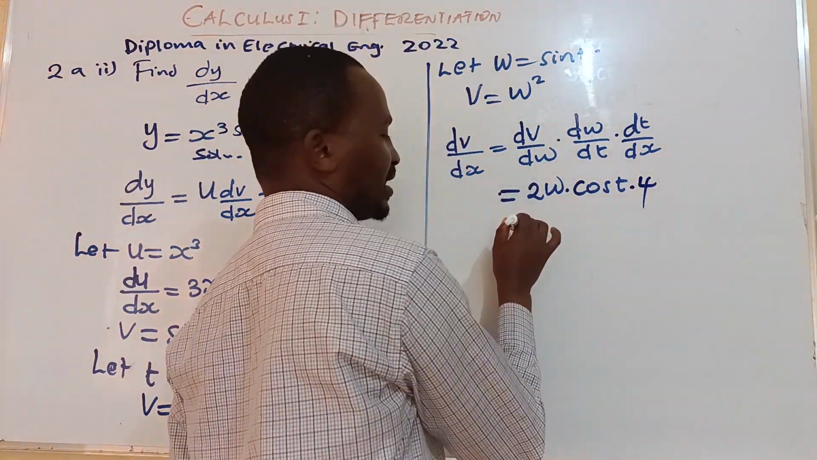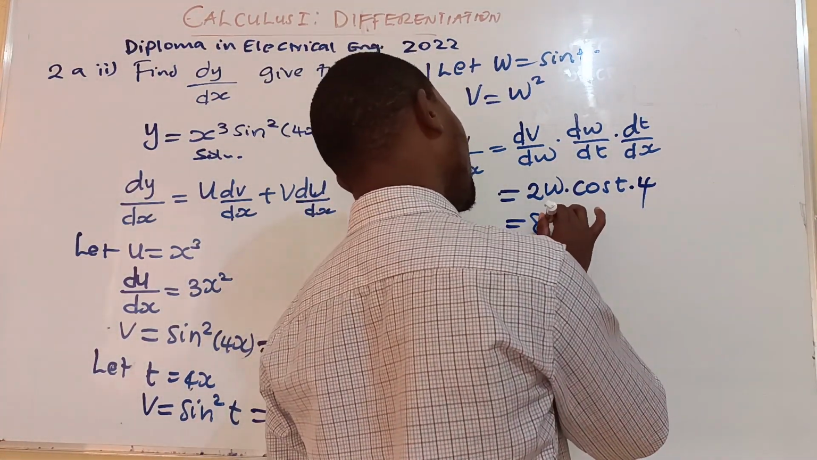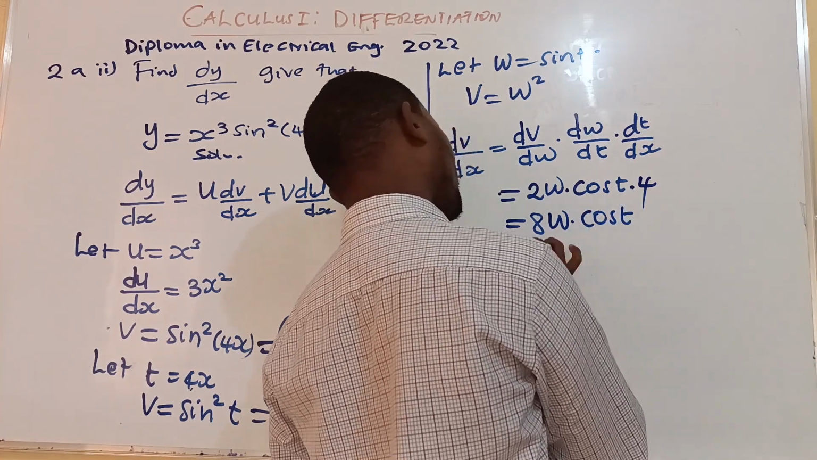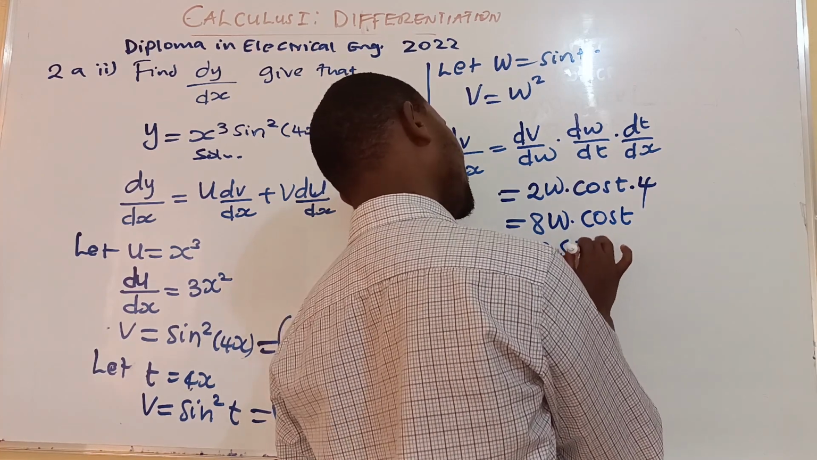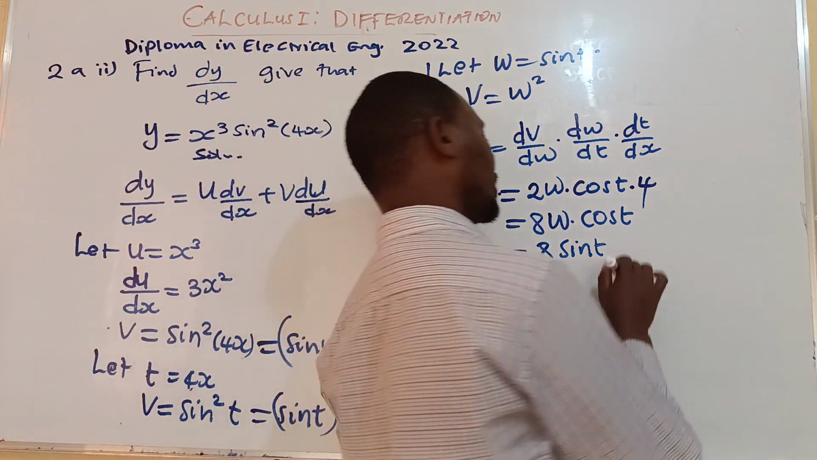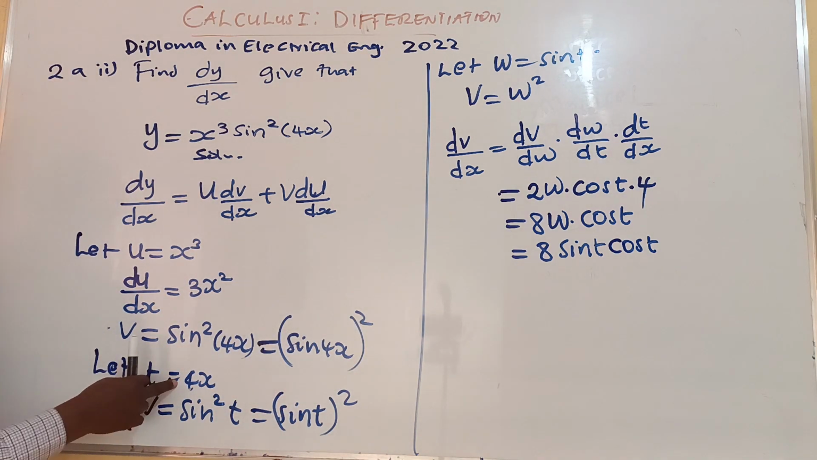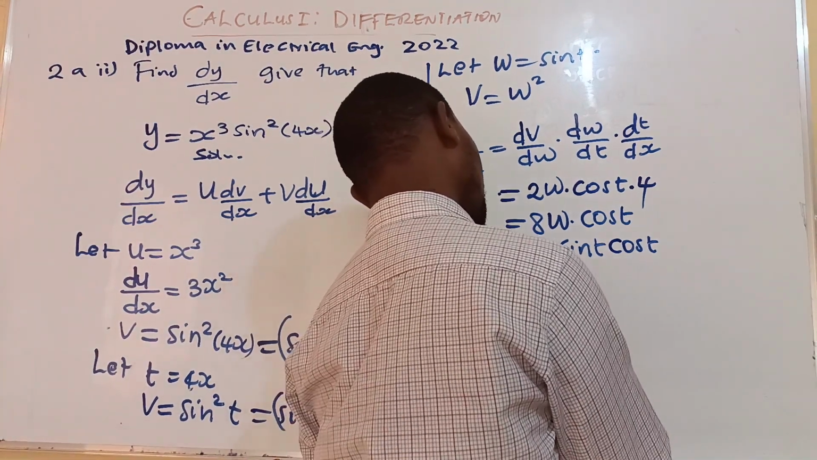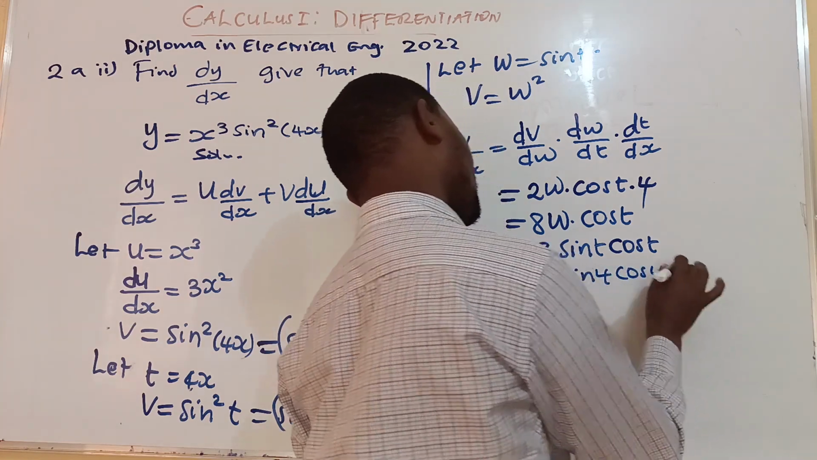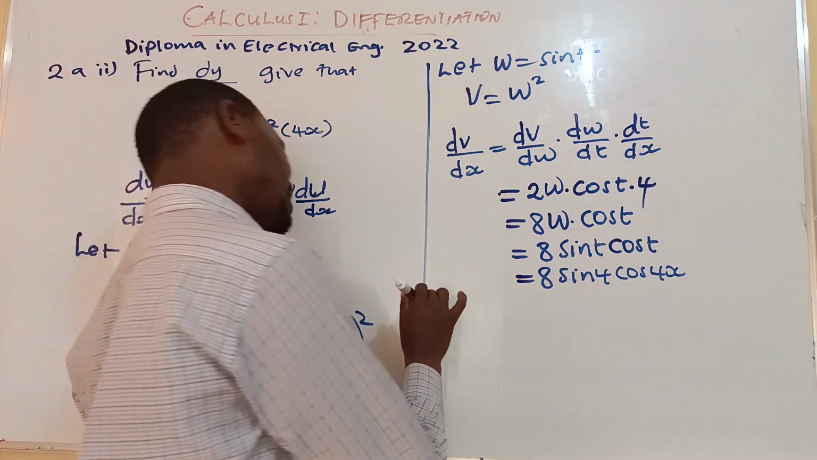So the derivative of v with respect to x is equal to: differentiating v with respect to w, you get 2w. If you differentiate sine t, you get cosine of t. And finally, differentiating t with respect to x, you get 4. If we multiply, this will give us 8w cos t. But what is w? w is sin t, so we have 8 sin t cos t. What is the value of t? t is equal to 4x. So this is 8 sin 4x cos 4x. We have dv/dx now, so we should substitute everything in the formula.